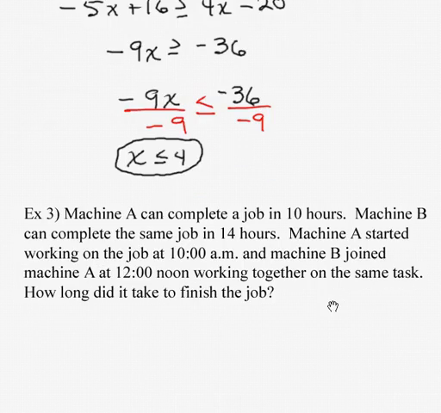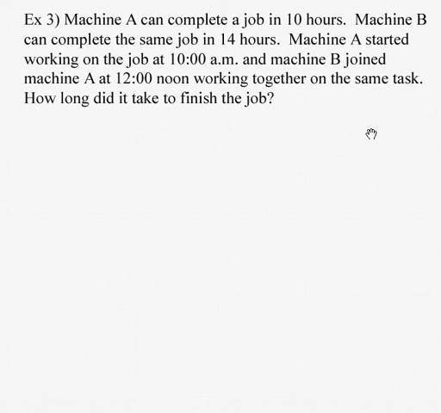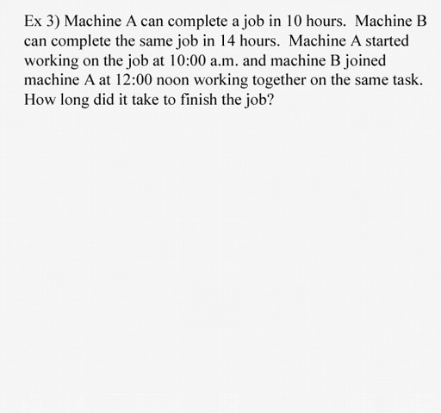Alright, let's try a word problem. Machine A can complete a job in 10 hours. Machine B can complete the same job in 14 hours. Machine A started working on the job at 10 a.m. Machine B joined in at noon, working together on the same task. How long did it take to finish off the job?